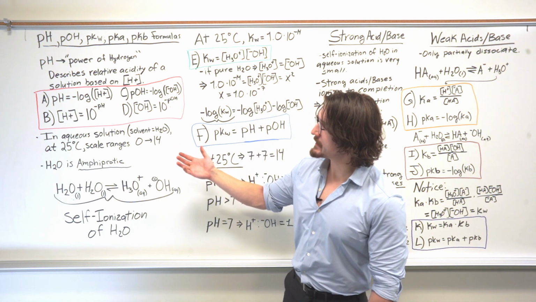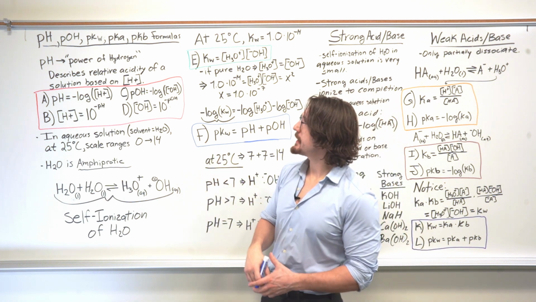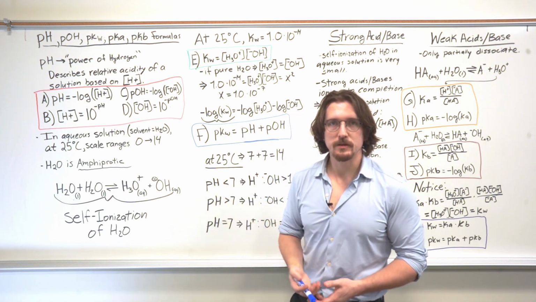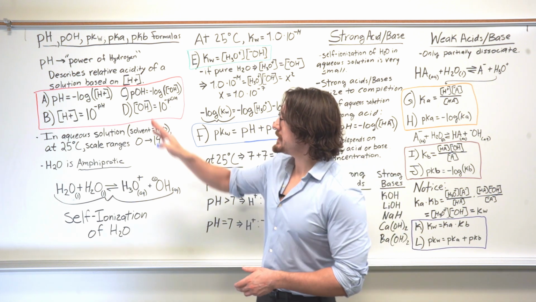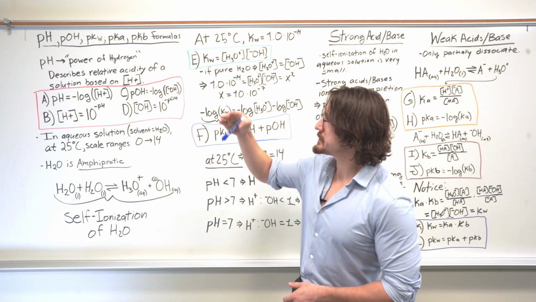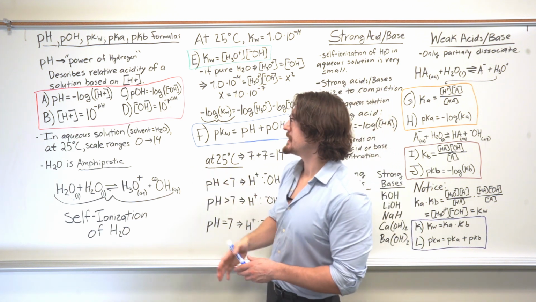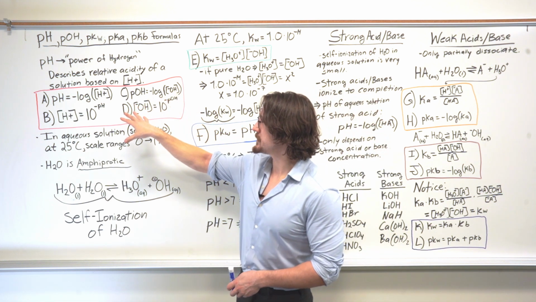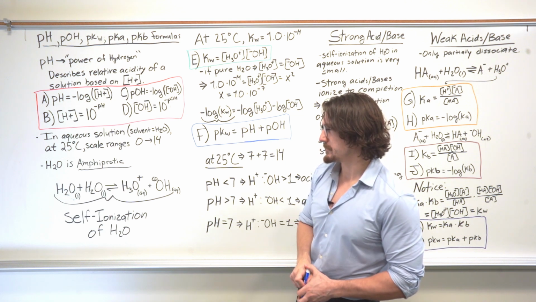Today we're going to be discussing pH, pOH, pKw, pKa, pKb, what they mean, the formulas associated with them, their significance, and how to use them. So pH, starting with that, describes the power of hydrogen. That's what it is supposed to mean, but really, it's referring to the relative acidity of a solution based on the concentration of protons in that solution.